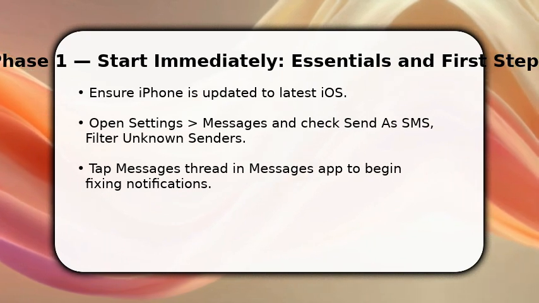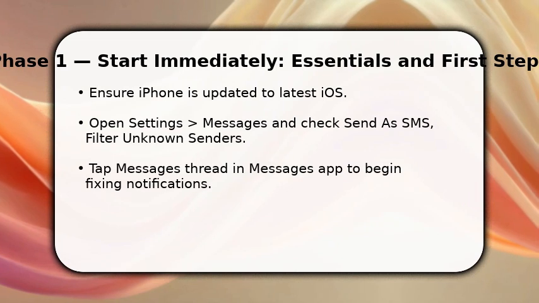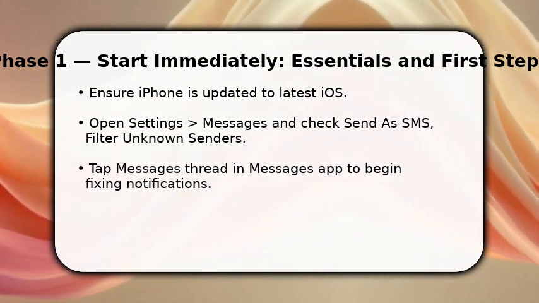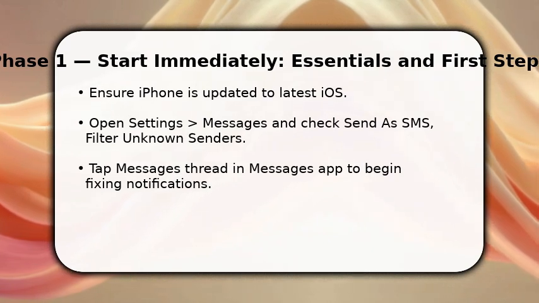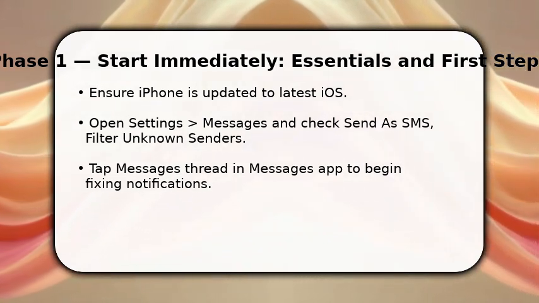Next, go into the Messages app and select the conversation that's silent. This is where you'll apply the immediate fixes. By beginning inside the thread, you avoid global changes and see effects quickly. This narrows the troubleshooting scope and prevents unnecessary resets.